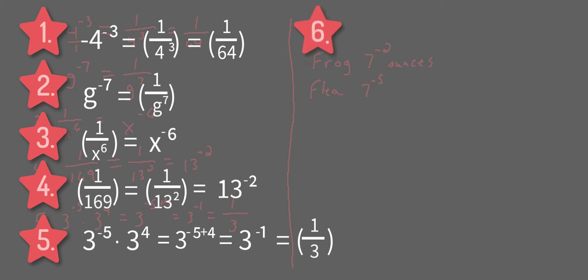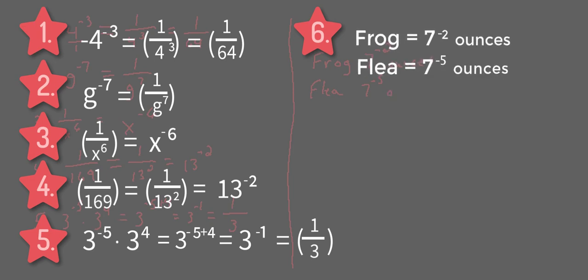Now in problem 6, we're given that a frog weighs 7 to the negative 2 ounces, a flea weighs 7 to the negative 5 ounces, and we're asked how many times greater is the weight of the frog than the weight of the flea. So this would simply be the weight of the frog divided by the weight of the flea. So 7 to the negative 2 divided by 7 to the negative 5.